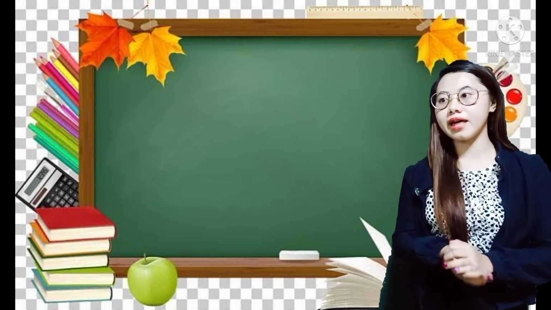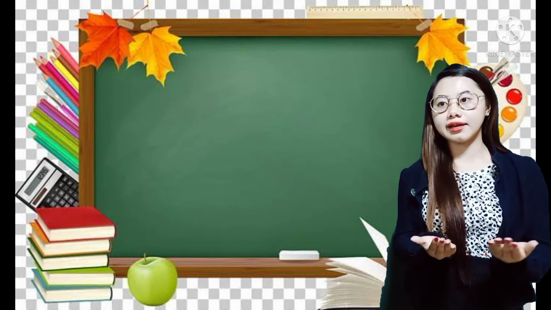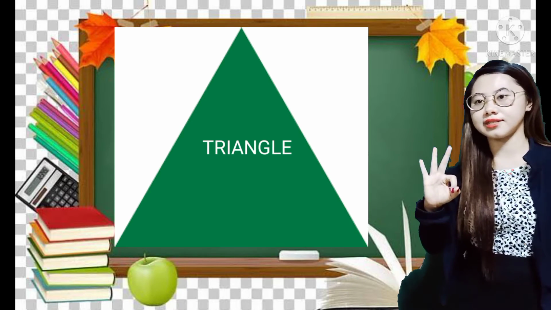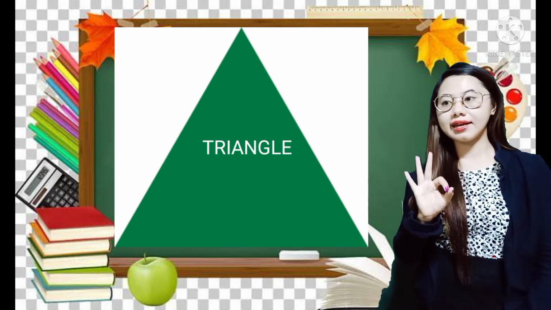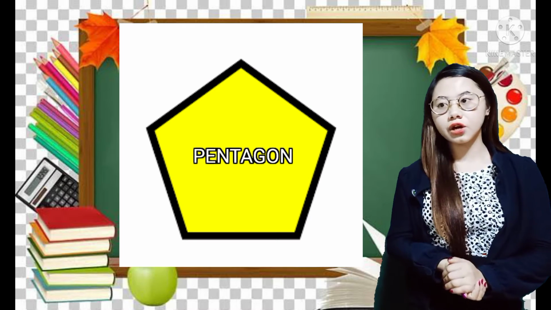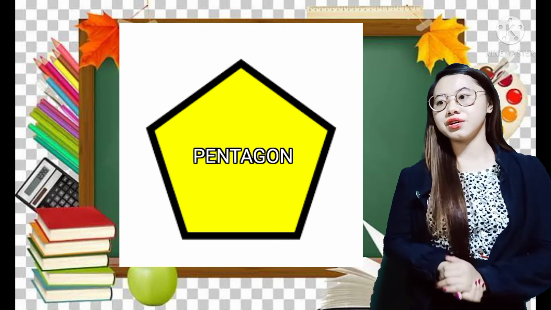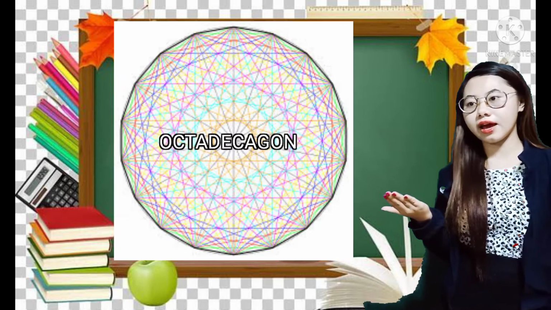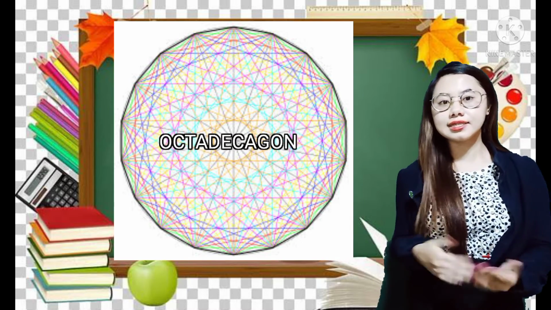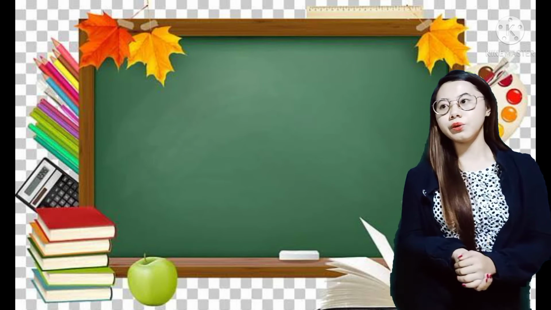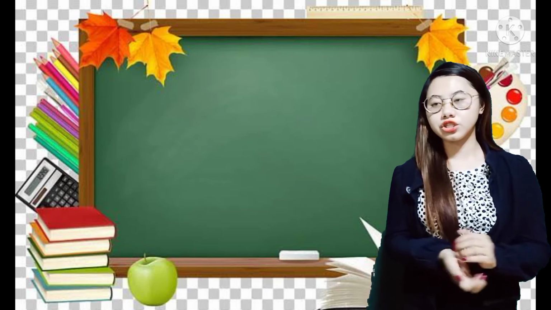A polygon has as many angles as it has sides. For example, a triangle has 3 sides and 3 angles, and a pentagon has 5 sides and 5 angles. Then, an octadecagon has 18 sides and 18 angles. Then, we will have questions for you.